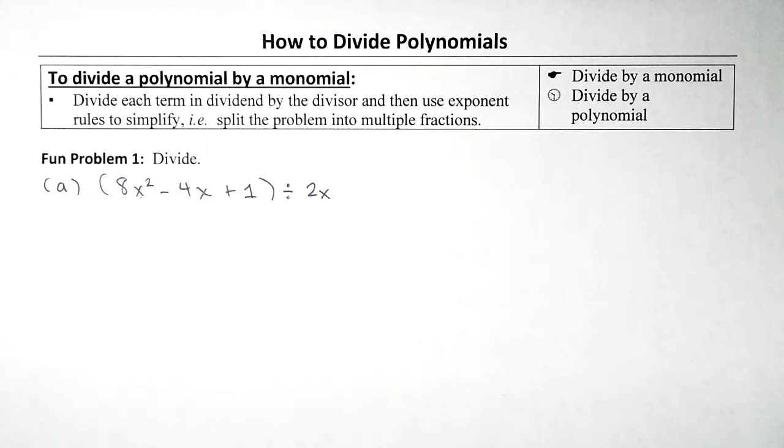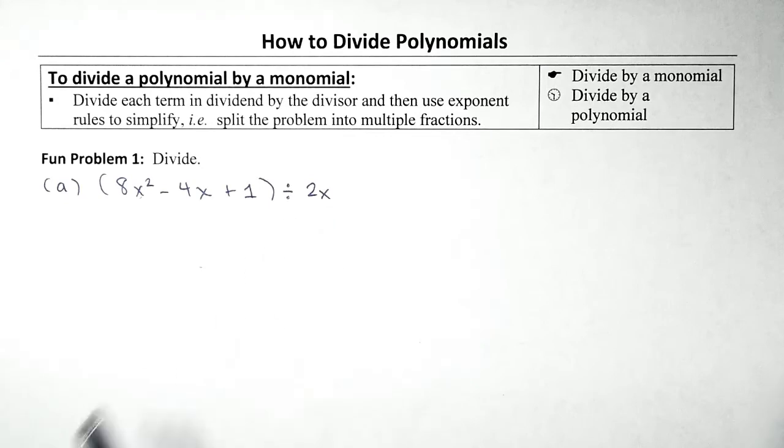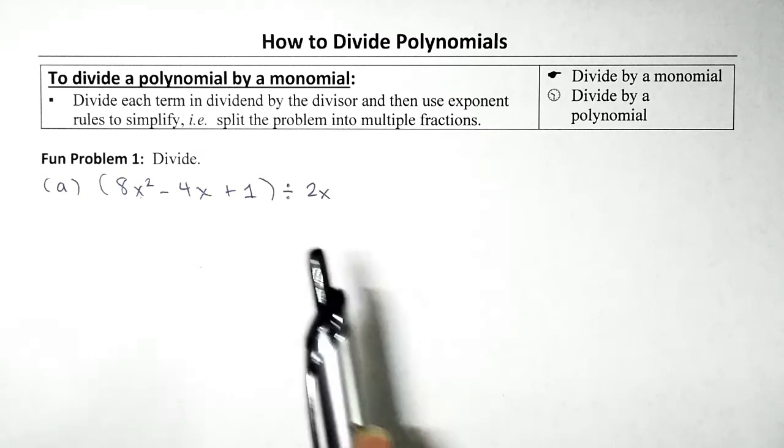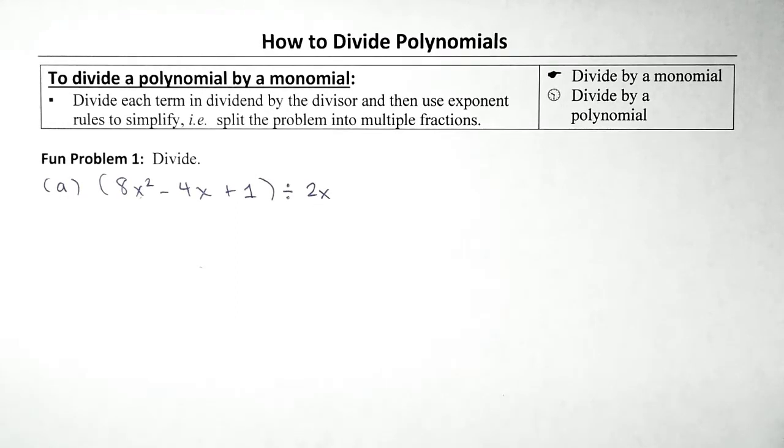So we have fun problem number 1, the directions straight to the point. Those are my kind of directions. Alright, so we have 8x squared minus 4x plus 1, and we are asked to divide this polynomial by 2x. The question is, do I really have to use long division? I mean, you can always use long division if you want, but check it out. You only have to use long division if you're dividing by more than one term. In this case, since we're only dividing by one term, then we don't have to use long division.